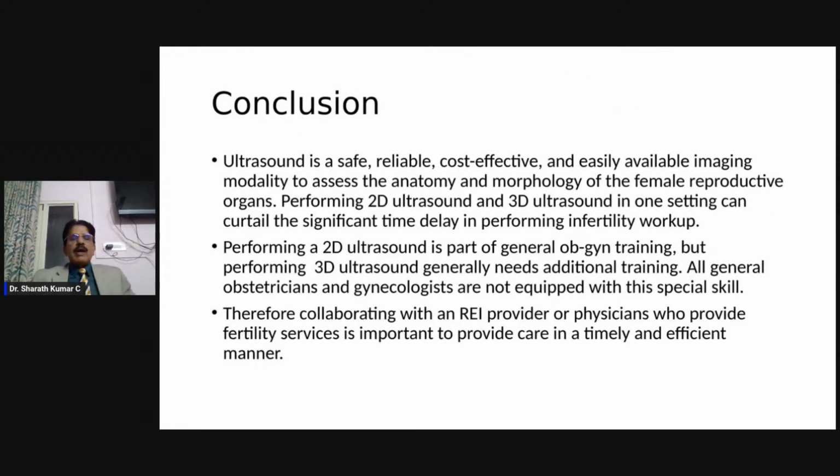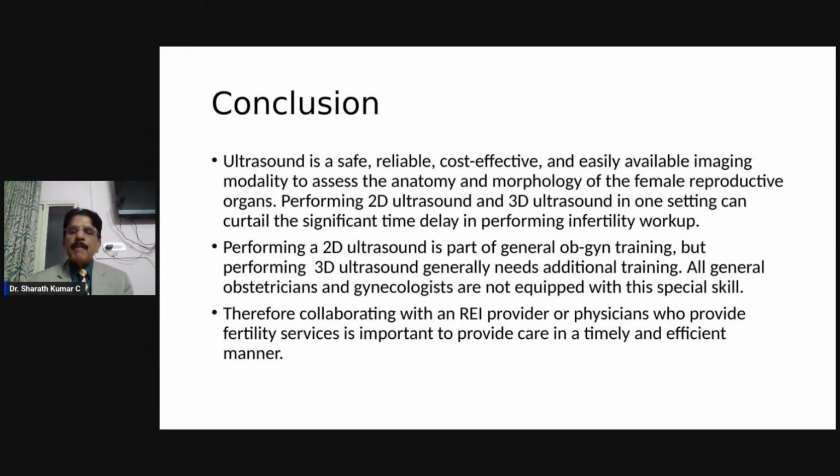So, friends, to conclude, ultrasound is a safe, reliable, cost effective, and easily available imaging modality to assess the anatomy and morphology of female reproductive organs. Performing 2D ultrasound and 3D ultrasound in one sitting can curtail the significant time delay in performing the infertility workup. Performing a 2D ultrasound is part of general OB-GYN training, but performing 3D ultrasound generally needs additional training. Not all general obstetricians, gynecologists, and radiologists are equipped with this special skill.